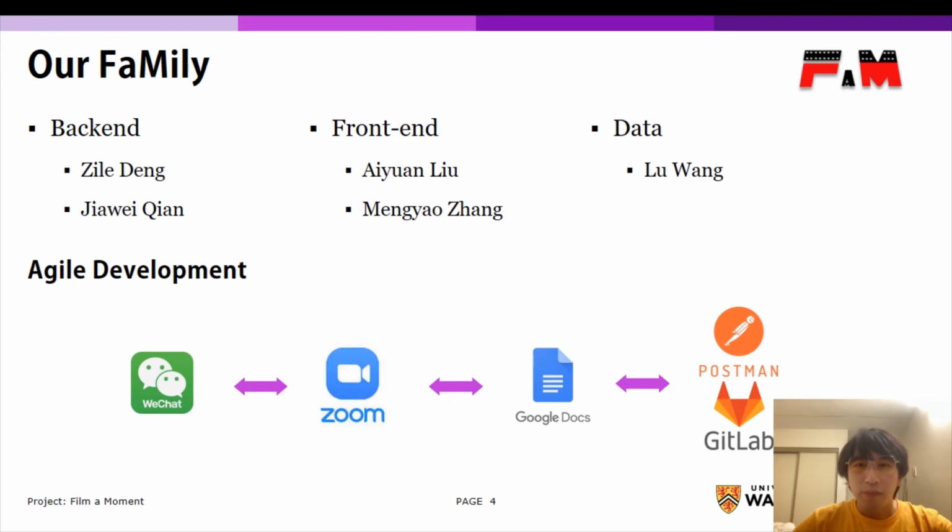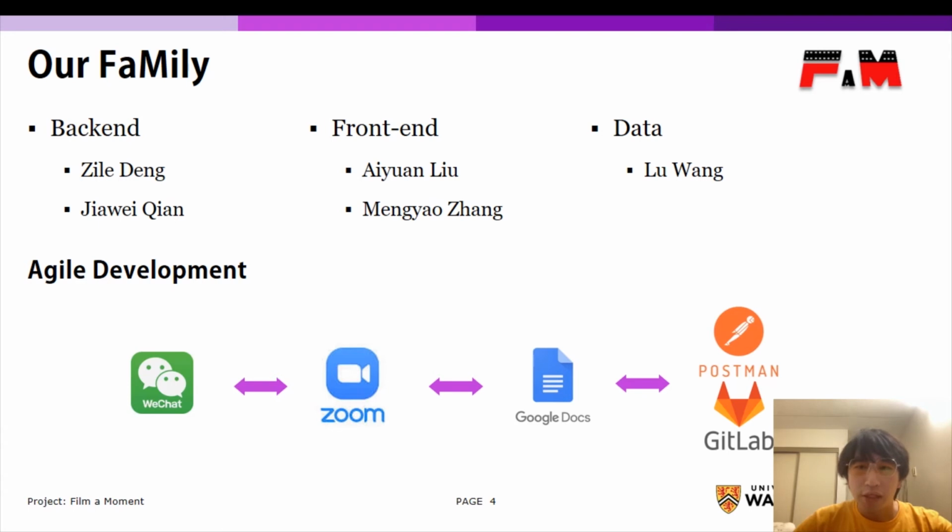Every teammate in our group, namely our family, has his or her own independent responsibility. For example, Zhao and Jiawei are responsible for backend development, Aiyuan and Mengyao focus on frontend development, and Wang Lu was in charge of data-related work. Basically, we finished the project in a front-end, back-end separate fashion. Thus, the strategy of development and communication is the most essential thing in our programming.